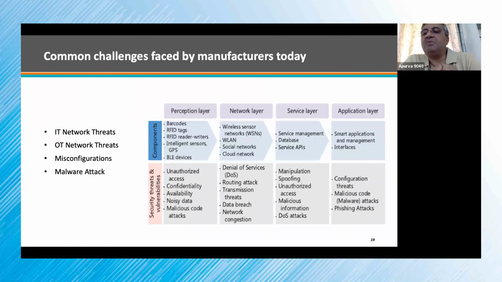And finally, your application layer, where you are using smart applications like HMI and all that to monitor. So again, misconfiguration will create an issue, or malicious code can create an issue. A phishing attack will create an issue. And I'll talk about in the case study how these things have happened, where malicious code has been deployed or a phishing attack has been done, and it has compromised the OT systems.